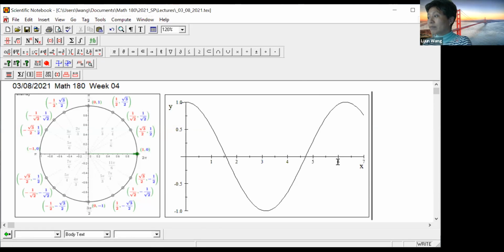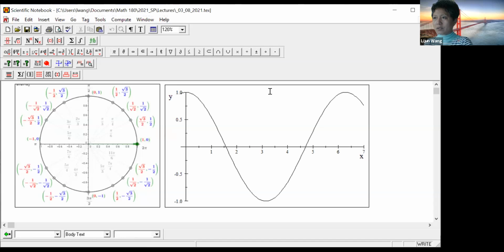So once again, I trust you guys have reviewed cosine, right? Have you done some review? What kind of function is a cosine?